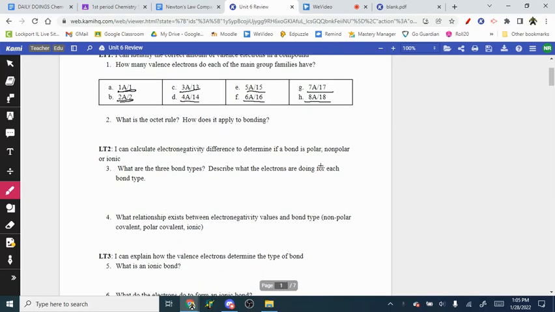Next, what is the octet rule? How does it apply to bonding? So the octet rule just says that elements want to have 8 valence electrons in order to be happy and stable. That's the whole purpose of bonding.